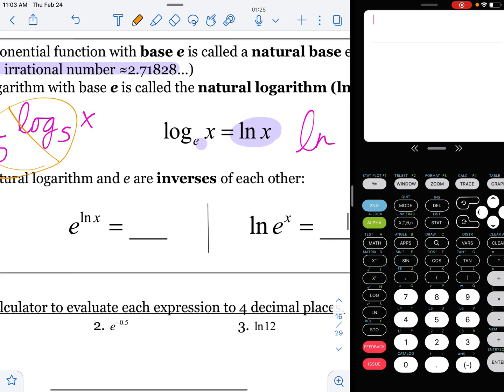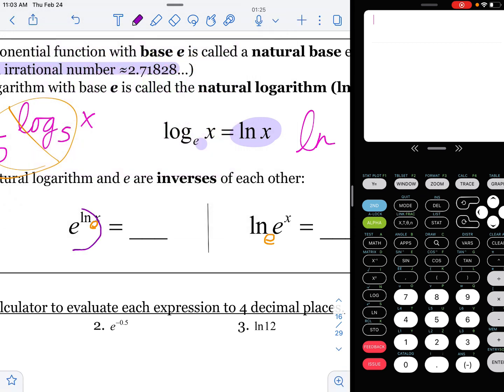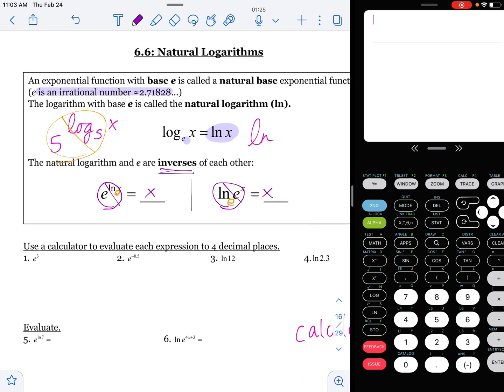So in these two problems here, there's this little e right there. That's a terrible e. And here there's this little e right there. That one's a little bit better. And these will cross off, just leaving us with x. And these will cross off, just leaving us with x. And so this is showing us how that property of inverses that we learned about earlier still applies.